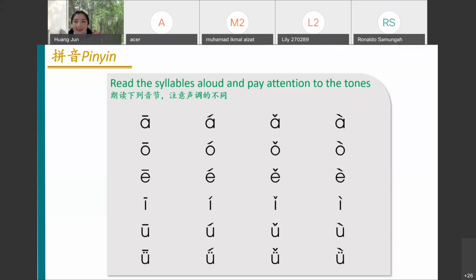Group 1, number 2. Group 1, number 2. Very good. Then continue. So E.